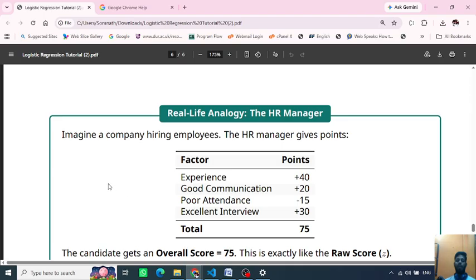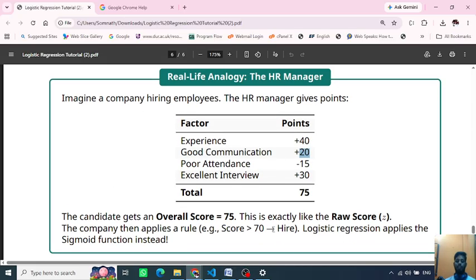We can take another example, like an HR manager. Imagine a company hiring employees. The HR manager gives points: experience 40, good communication 20, poor attendance minus 15, excellent interview plus 80. So the total score is 75. The candidate is given an overall score of 75. This is exactly like the raw score. The company then applies a rule: if the score is above 70, then we should hire. The same way, logistic regression applies the sigmoid function on top of the raw score.